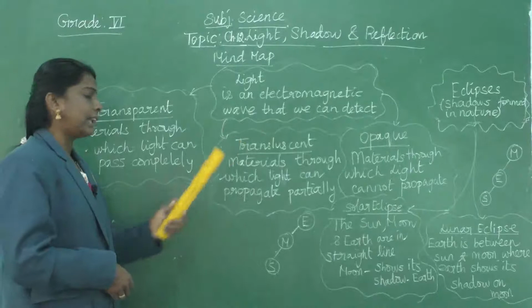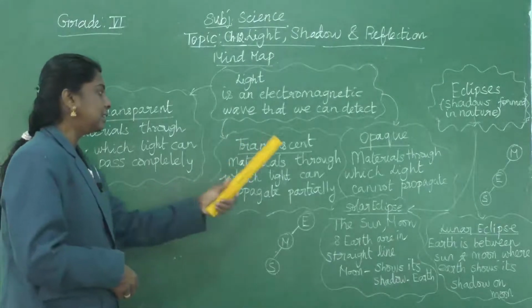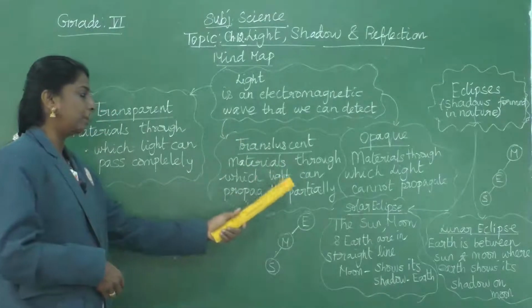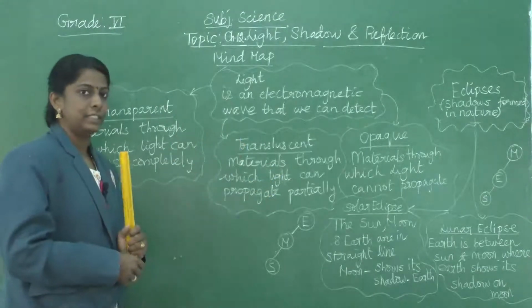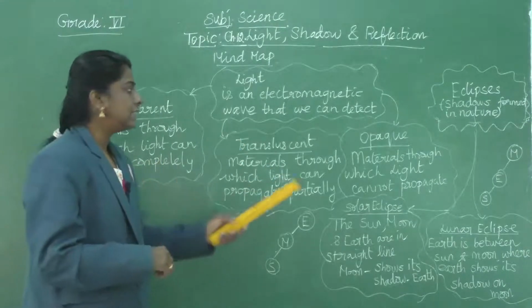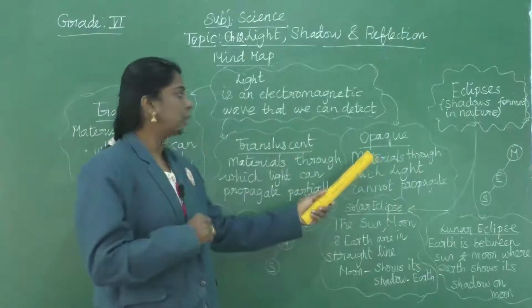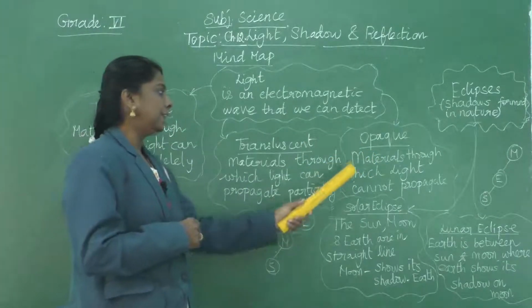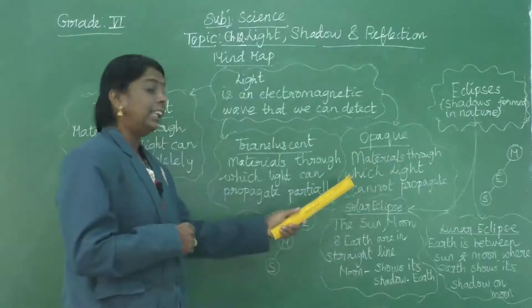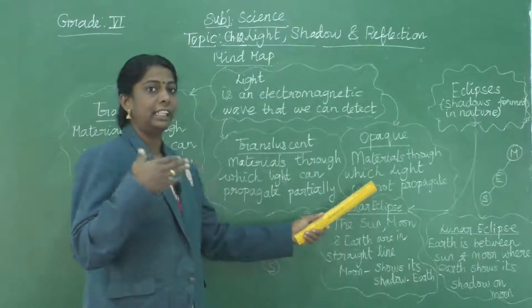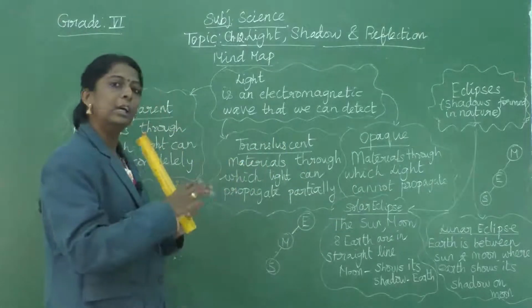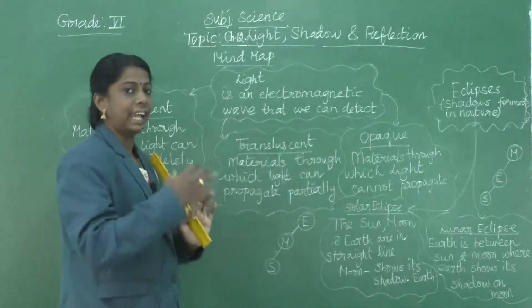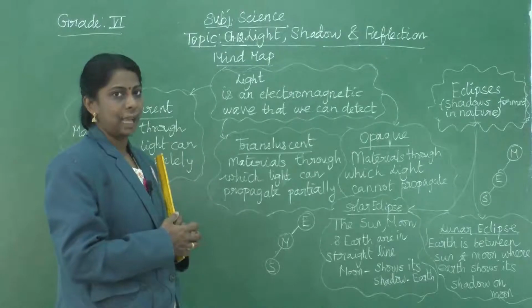So what do you mean by translucent? Materials through which light can propagate partially are said to be translucent. And the third one is opaque. What is that? Materials through which light cannot propagate are said to be opaque. We are going to learn about all these three in detail with examples.